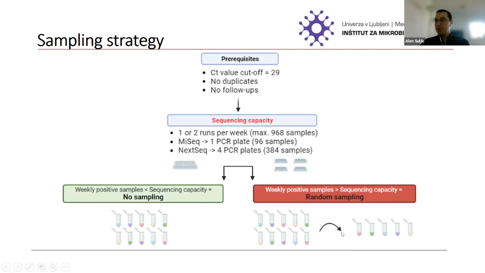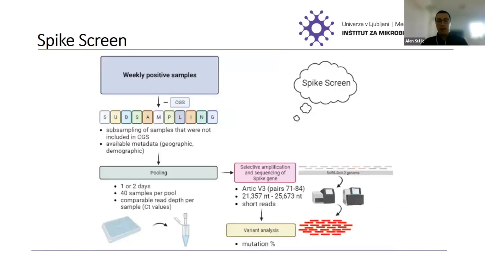So in order to meet the lower detection limits described earlier, we had to look for new, innovative cost, logistics, and labor-effective strategies for screening more samples. So in order to increase the number of surveyed samples, we developed a strategy called SpikeScreen. Alongside the samples already sequenced by CGS, we subsampled an additional portion among weakly positive samples that were not already a part of the complete genome sequencing.